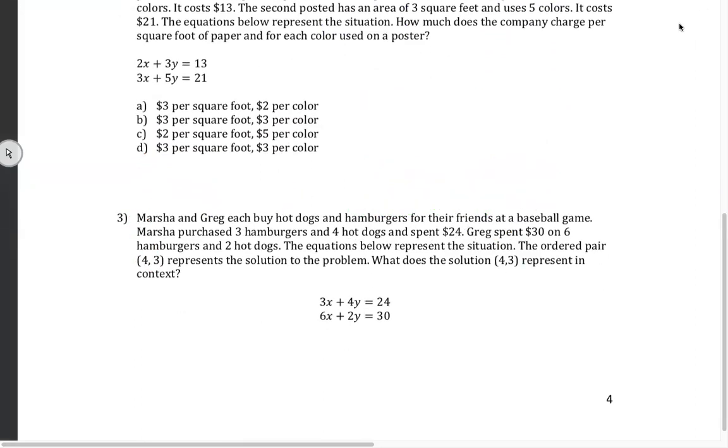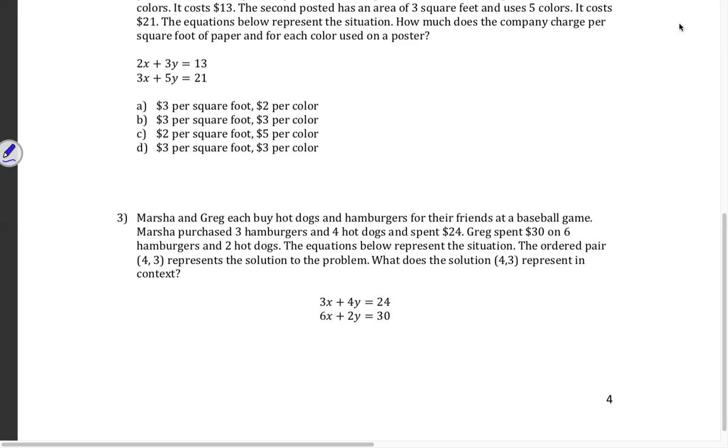So it says, Marcia and Greg each buy hot dogs and hamburgers for their friends at a baseball game. Marcia purchases 3 hamburgers and 4 hot dogs and spent $24. So that's the equation 3x plus 4y equals 24. And Greg spent $30 on 6 hamburgers and 2 hot dogs. So that's 6x plus 2y equals 30. It says the ordered pair 4, 3 represents the solution.